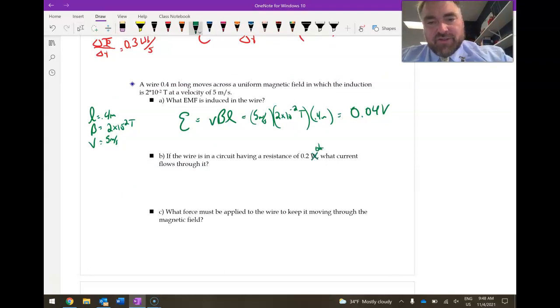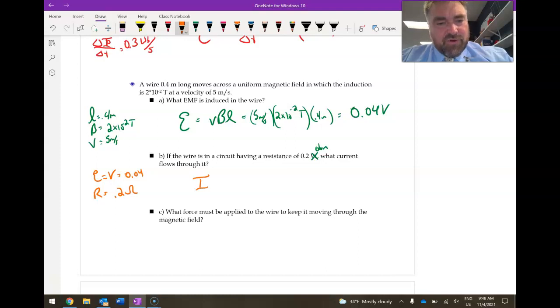I changed that in the next subsequent things. But it's a resistance of 12 ohms, not watts. That's just silly. So we now know the EMF for the voltage, E, which is equal to V, which is equal to 0.04 volts. And we also know that we have a resistance of 0.2 ohms.